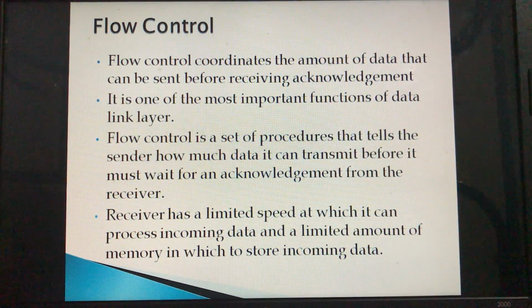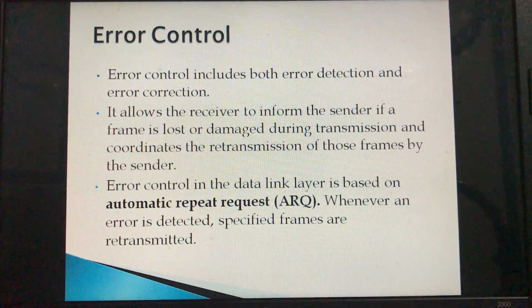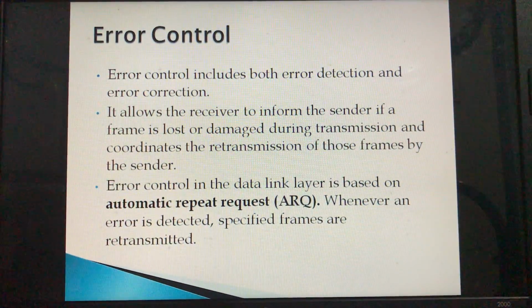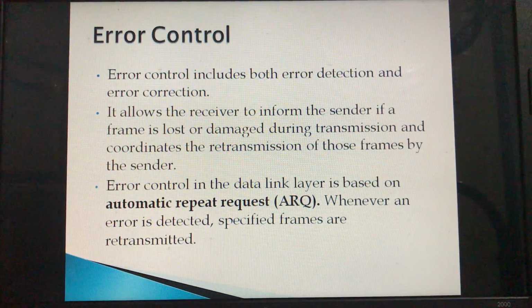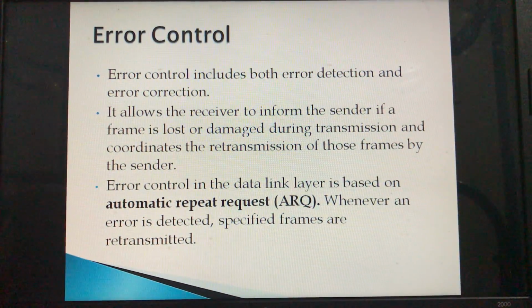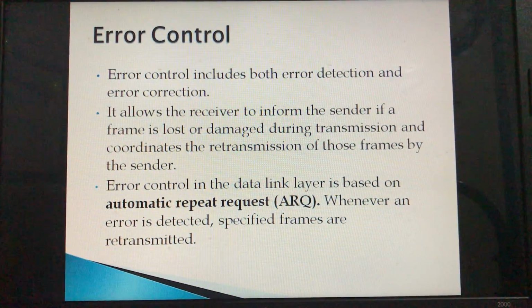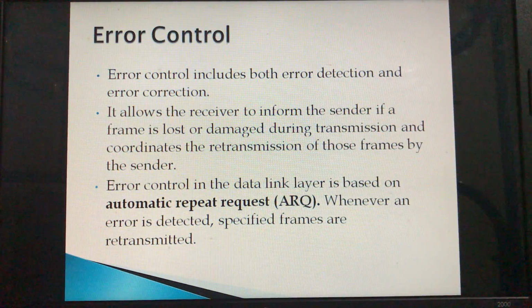This usually happens because the receiver has a limited speed and a limited amount of memory to store the incoming data. Next is error control, which includes both error detection and error correction. It allows the receiver to inform the sender if a frame is lost or damaged, and it coordinates the retransmission of those lost frames. This error control is commonly based on automatic repeat request, or ARQ.